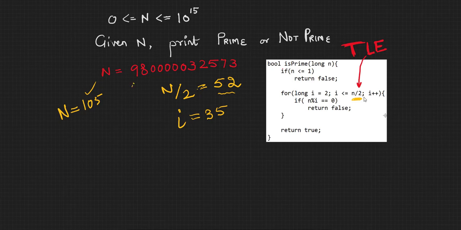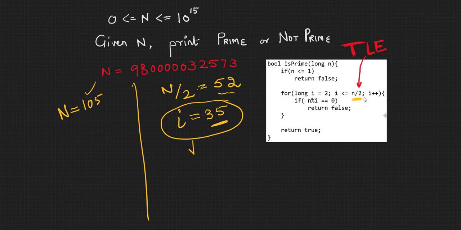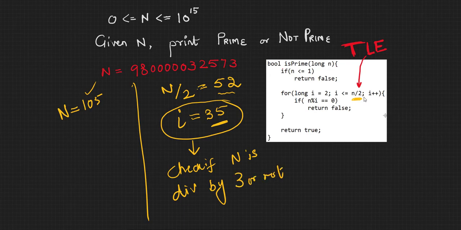So what I can do, rather than finding the answer for 35 by dividing n by 35, is, I am claiming that we can find whether n is divisible by 35 or not by just checking if n is divisible by 3 or not. Dividing by 3 is good enough to tell whether it is divisible by 35. Now, what is the basis on which I'm saying this?